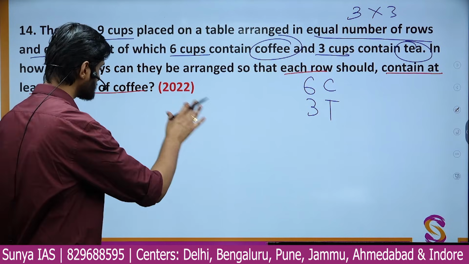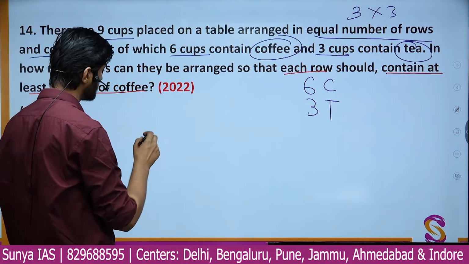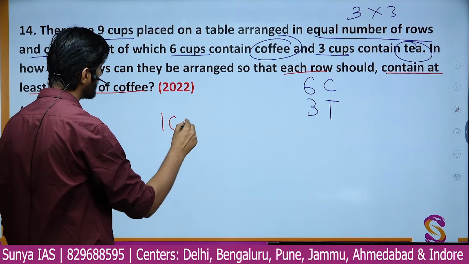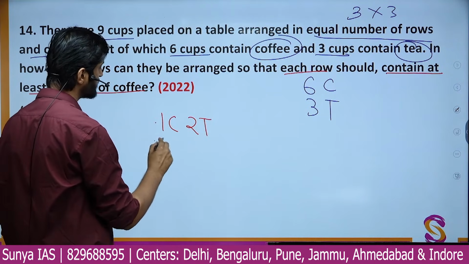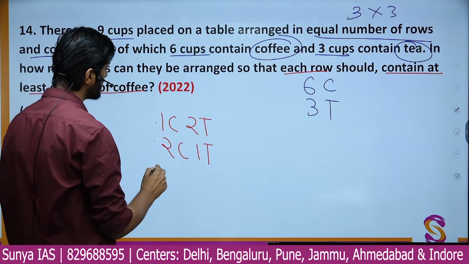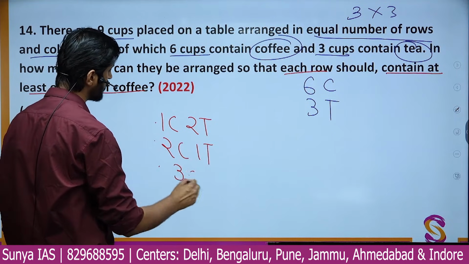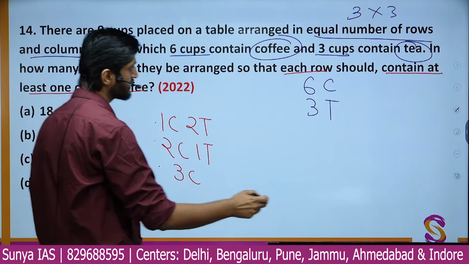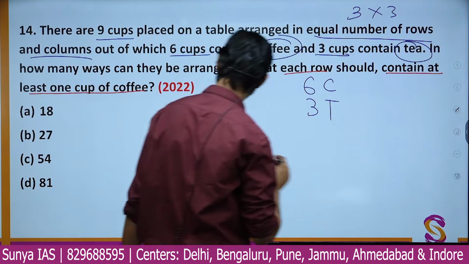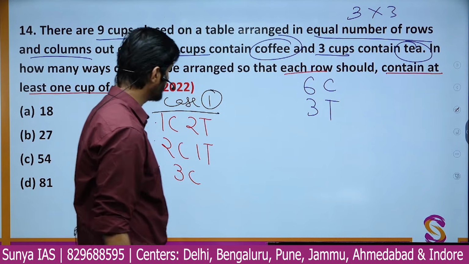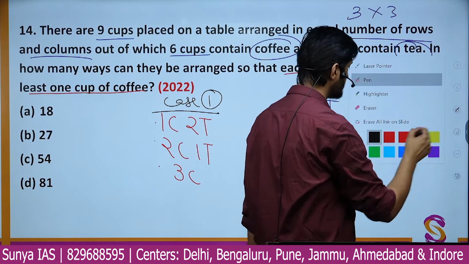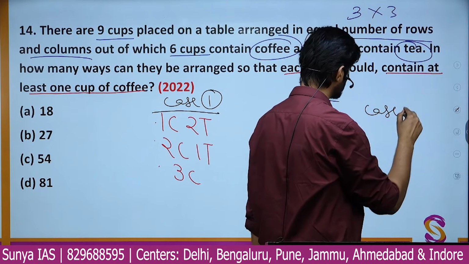We can have that in the first row, we are having 1 coffee and 2 tea. Then in the second row, we are having 2 coffee and 1 tea. And in the third row, we are having all the 3 as coffee. This is the first arrangement. Let us call it case 1. And the another arrangement which is possible, which is case 2 simply.